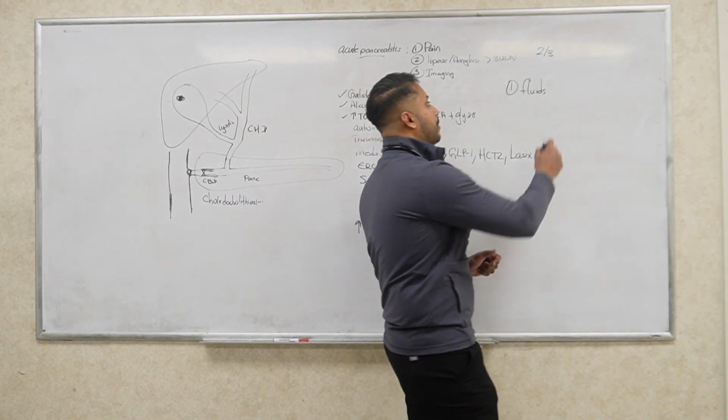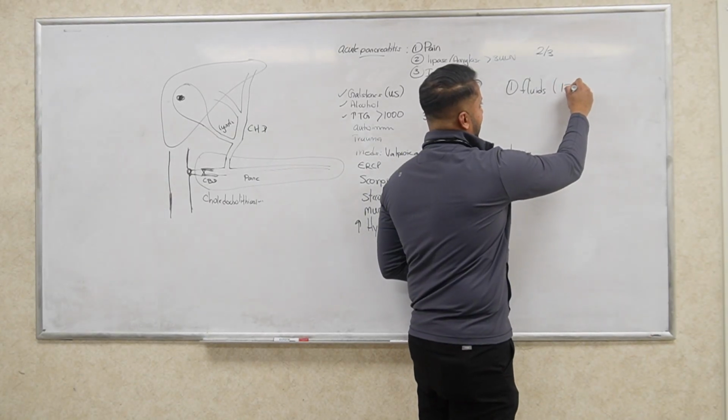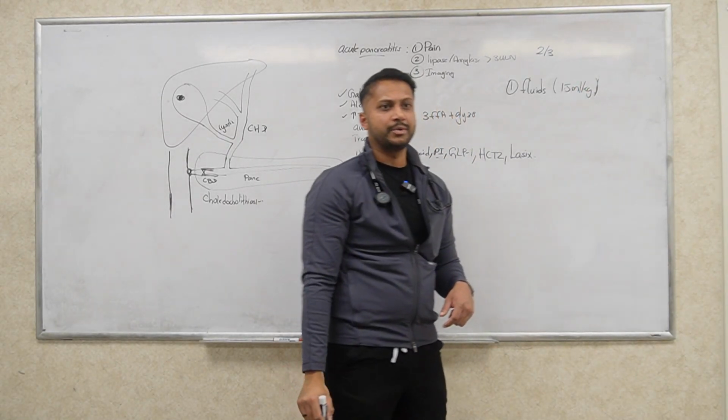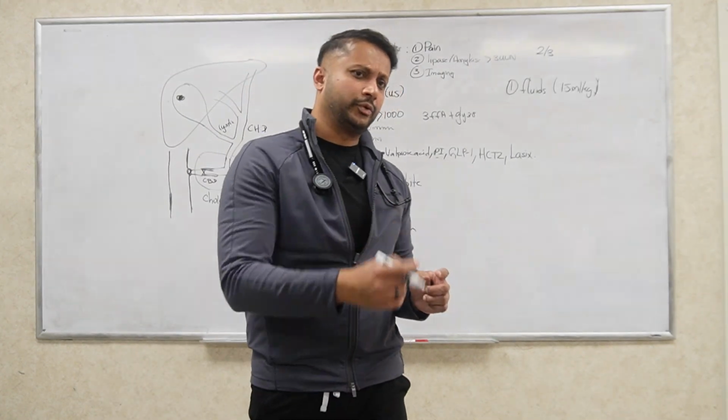Alright, so fluids. Now how much fluid will you give? A lot. About 1.5 ml per kilogram of body weight. Okay, that's how much you're going to give. For how long are you going to go with aggressive fluid hydration?